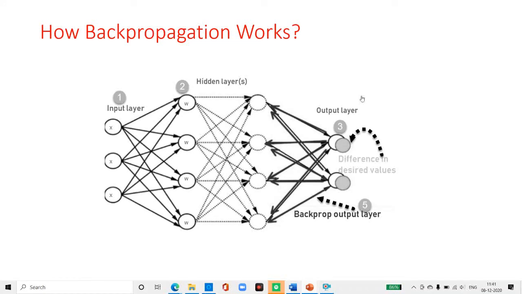Then travel back. If you get the error signal, then travel back from the output layer to the hidden layer. Okay, so here we back propagate from the output layer to the hidden layer to adjust the weights such that the error is decreased. In the previous lecture we discussed that if you get a difference between the actual output and the desired output, then the error signal is generated. So for solving the error signal, we are going to adjust the weights such that the error is decreased.